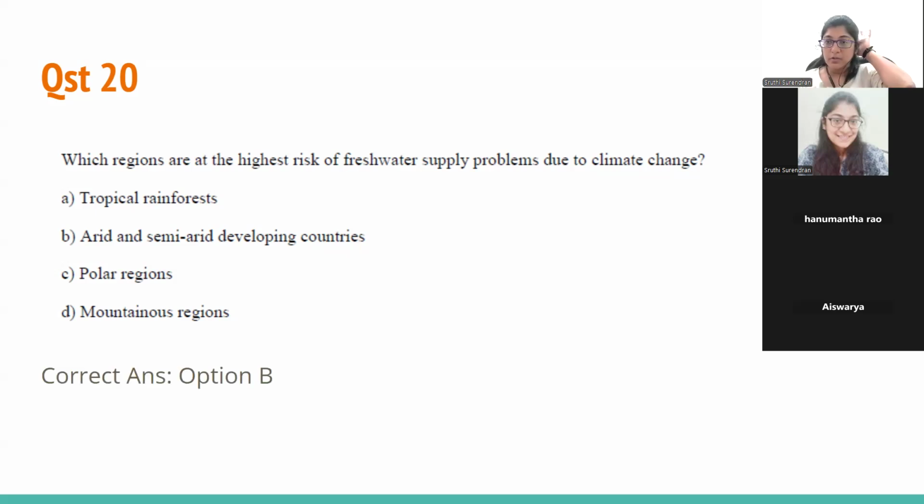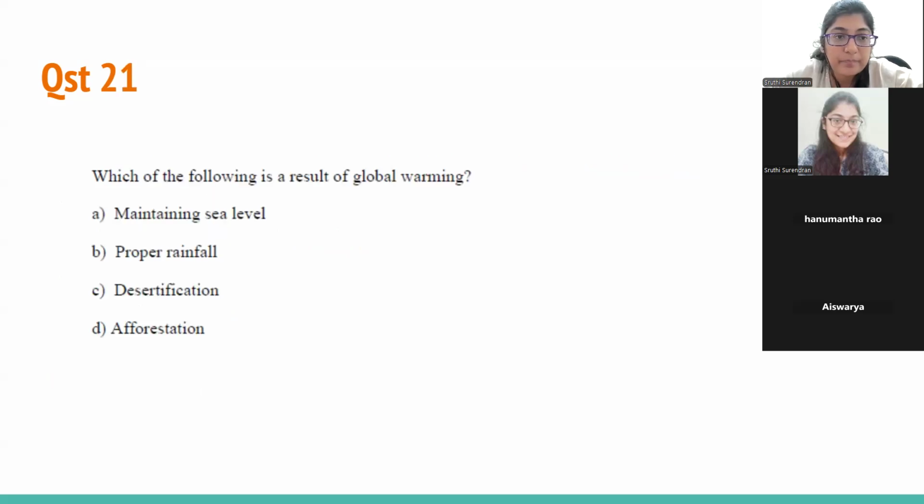Correct answer. So we talked about how arid and semi-arid regions are 60 to 100 percent dependent on groundwater. Due to climate change, these situations of highly intense rainfall are going to result in reduced groundwater recharge. And not only that, there will be long spells of dry periods resulting in a lot of drought conditions also. So these regions are the most susceptible to the impact of climate change.